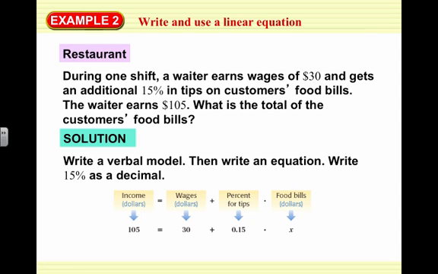Okay, so we're going to write a verbal model and then write an equation, and it's really important that you write 15% as a decimal. Remember, that means 0.15. Okay, so the total income for the day in dollars, how much the waiter earns, is going to equal the wages, the fixed amount that the waiter earns no matter what else happens, plus the percent for tips, times the total amount of the food bills, the total amount that all his customers spent on food. So algebraically, we have 105 equals $30, the $30 he gets no matter what, plus 15%, so 0.15, times x, what we're looking for, the total amount of the customer's food bills.